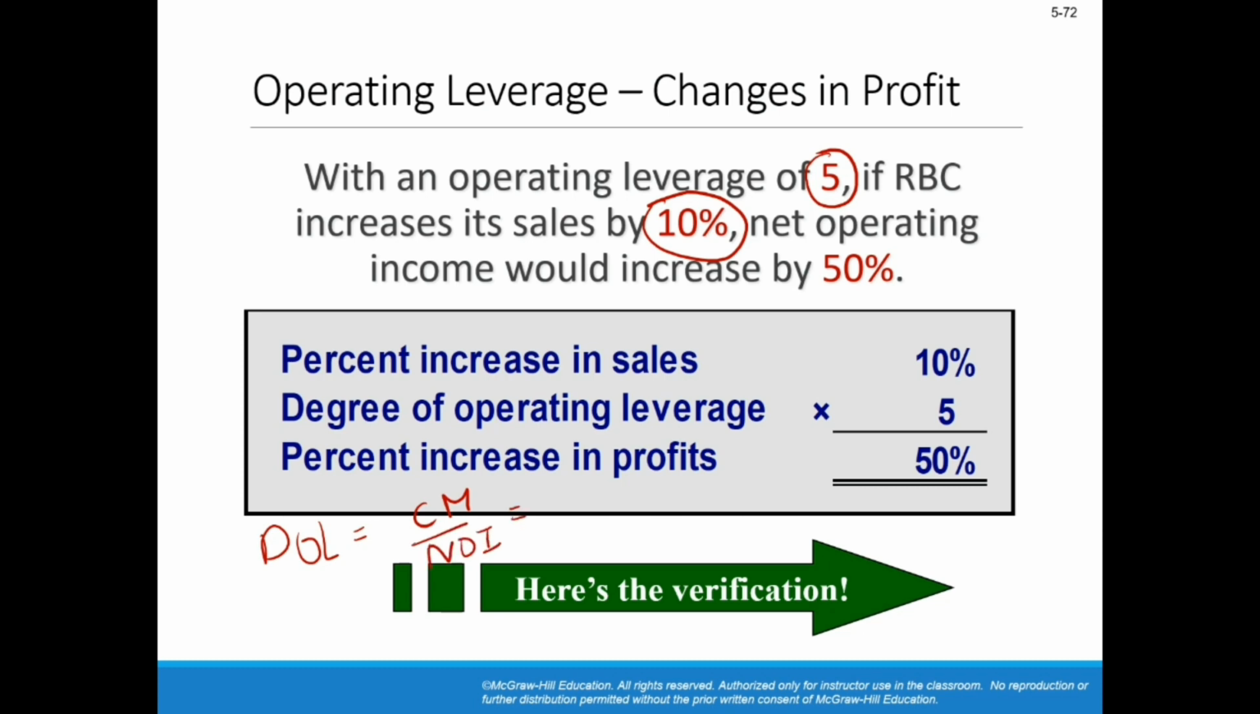This is a multiplier. Let's say it's 4. It means that if sales increase by 10%, my net operating income will increase by 4 multiplied by the 10%, which is 40%. Okay.